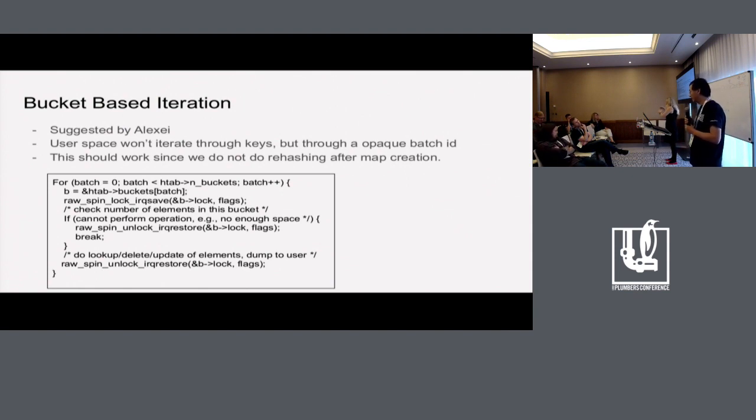In the kernel, for each batch, we first take a lock for this batch, then we do the operation, and after the operation is done, we unlock. The idea is pretty simple. Java's concurrent hash map has a similar mechanism, so this is kind of a standard way.